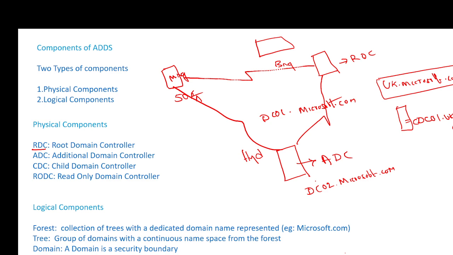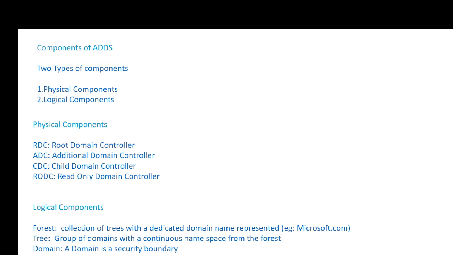And a read-only domain controller, as you know, is just to read the information, and you cannot do any write operations. So these are all the physical components of an Active Directory. Now let us understand the logical components. There are four logical components: forest, tree, domain, and OU.